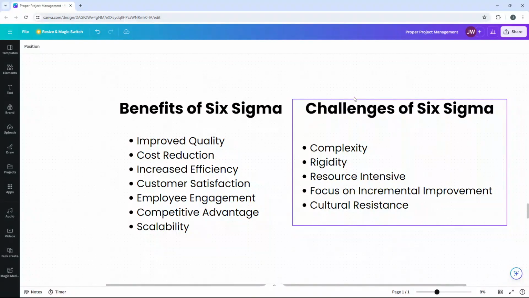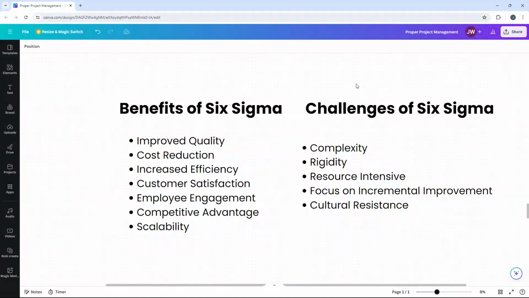However, it does have its challenges. Firstly, it's very complex, especially when implementing to begin with. Because Six Sigma involves detailed statistical analysis and complex tools, it can be a challenge for beginners or inexperienced employees to understand and leverage. It also requires significant training and expertise, which can be time consuming and costly.